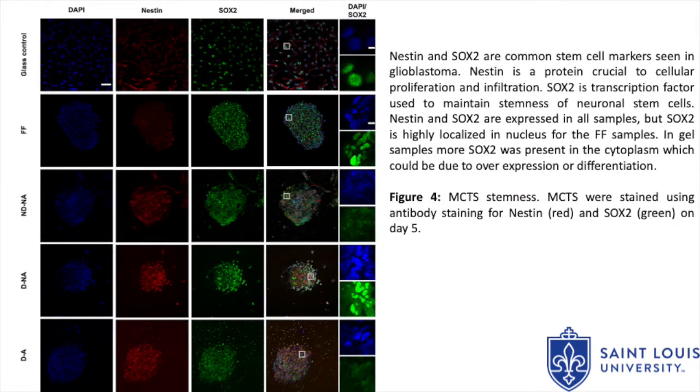Antibody staining for stem cell markers, notably SOX2, was used to measure stemness of spheroid models. In free-floating samples, SOX2 is highly localized to the nucleus, but not as localized in the hydrogel-grown spheroid models. This lack of localization could be due to an overexpression of SOX2 and differentiation of cells infiltrating into the matrix.